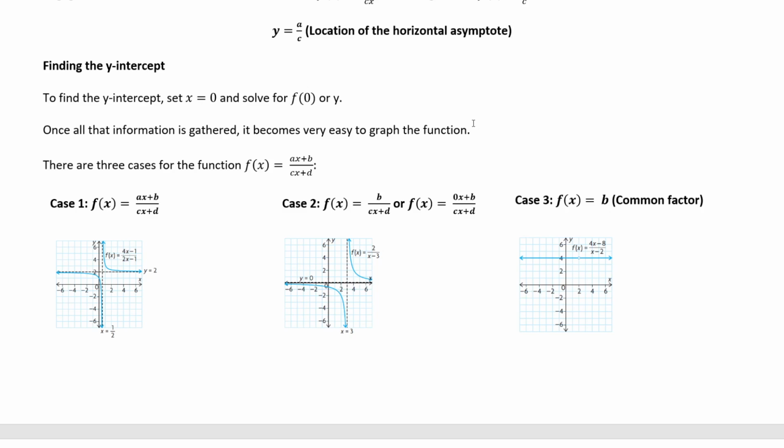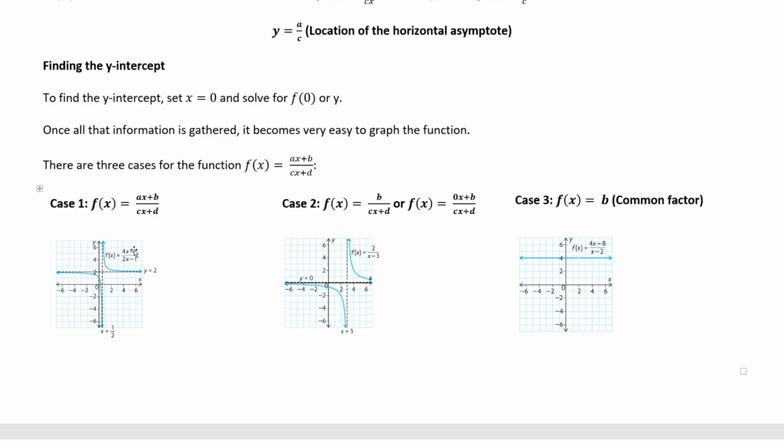There are 3 cases of f of x is equal to ax plus b over cx plus d. We can have a case right here where we have an a value, a b value, a c value, and a d value, and nothing cancels. As we can see here, we have a vertical asymptote at 1/2, because if x is 1/2, then we get the denominator equal to 0, which is an undefined quantity, and so that's our vertical asymptote. Notice that the horizontal asymptote right there is equal to 2 because it's the ratio of a to c.